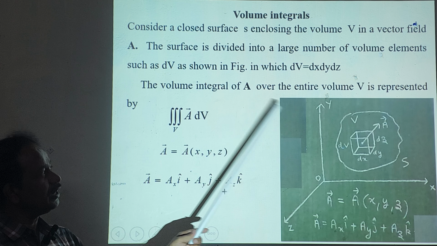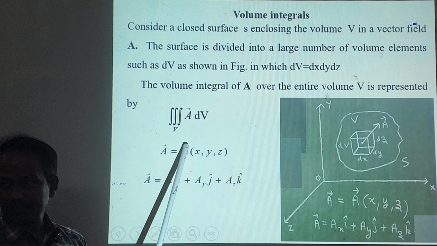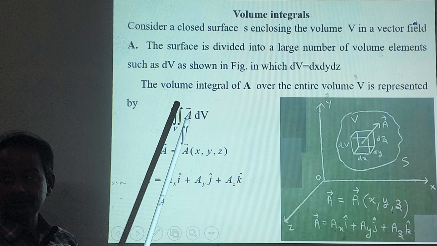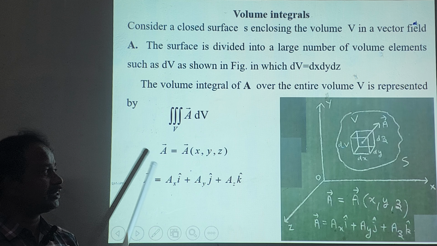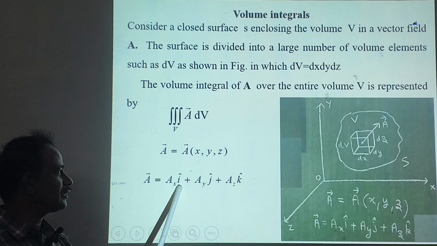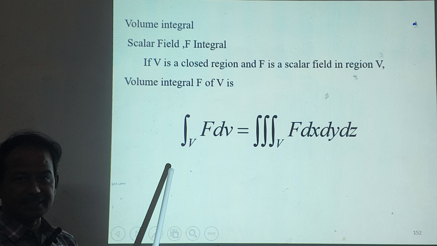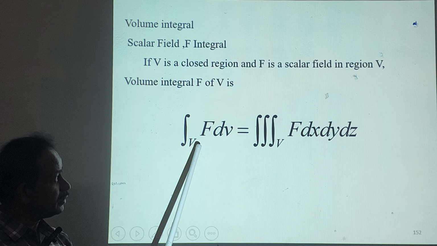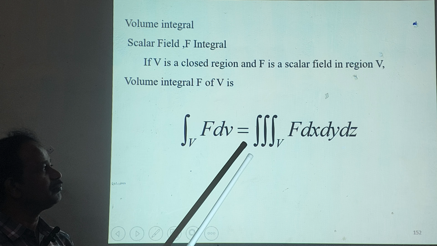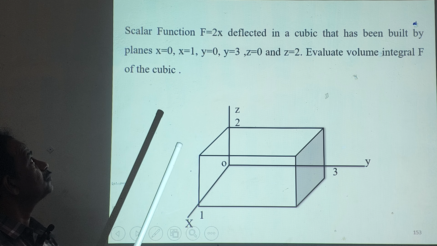The volume integral of A over the entire volume V is represented by this formula. So we have the triple integral with respect to volume, A dV. This is the formula that we are going to use for finding the volume integrals, where the vector A is given as AxI plus AyJ plus AzK. Similarly, we can also have the volume integral of f, so we have the formula f dV. Instead of A, you can write any letter, f dV, where dV is given as dx dy dz. Let us solve some problems.